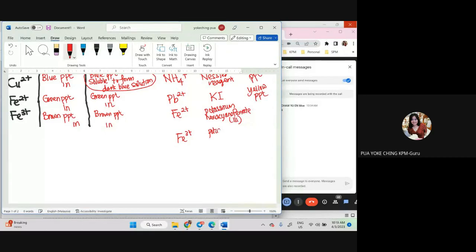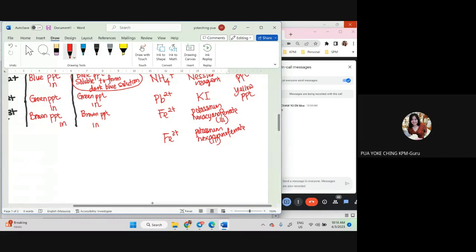Okay. Kalau Fe3+, pakai potassium hexacyanoferrate(II). Okay. Dua-dua ni dapat observation yang sama, which is dark blue precipitate atau coloration. Cuma untuk Fe3+, you have another special, which is KSCN, potassium thiocyanate, you get blood red coloration.